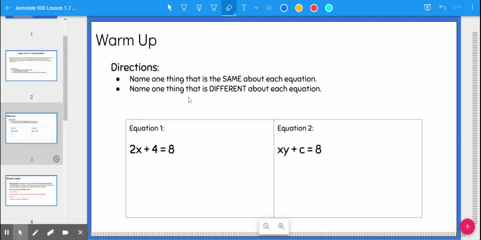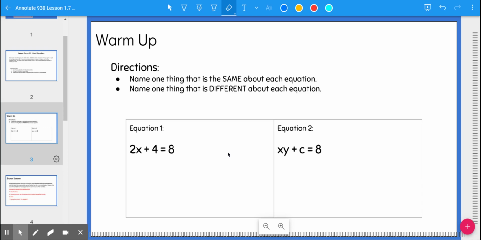So directions, we want to name one thing that is the same about each equation and name one thing that is different about each equation. Equation 1 is 2x plus 4 is equal to 8, and equation number 2 is xy plus c is equal to 8. So if you want to pause the video here and jot down in your notebook something that is the same and different, please do.